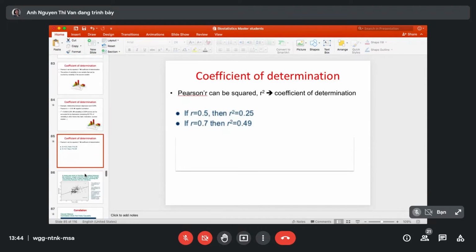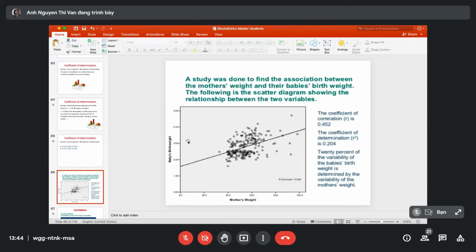So we continue to explain this example. Take 1 minute to read the example.